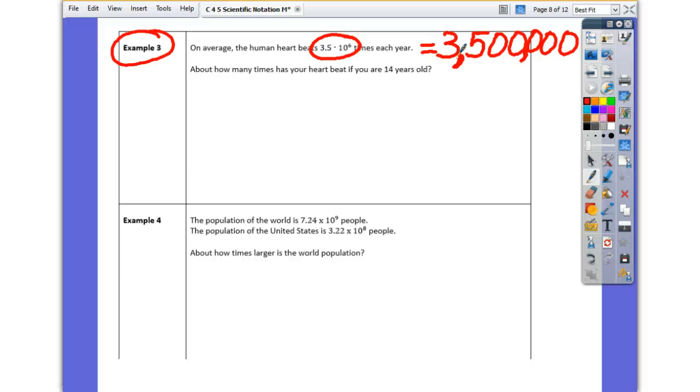Now what do we do? About how many times has your heart beat in 14 years? Am I going to multiply those or divide it? You will multiply it because it's this much in 1 year. How many in 14 years? Multiply those. What do we get?